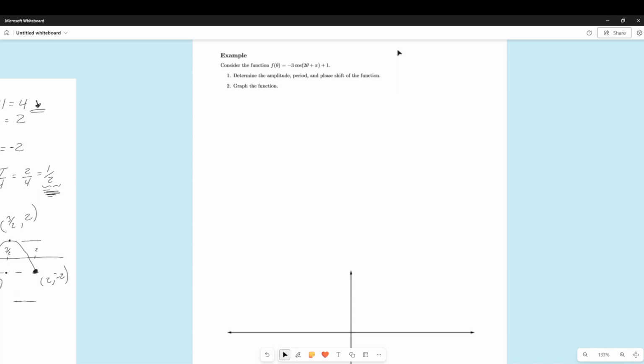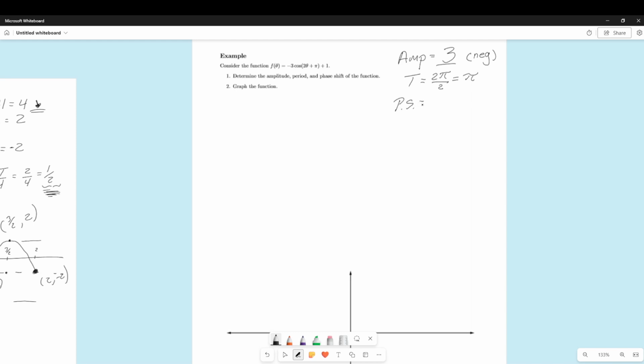So our amplitude is 3, but it does have a negative orientation. So the amplitude is just 3, but I like to remind myself about the negative orientation. Our period, our natural period for sine and cosine, 2 pi, divided by our compression factor, 2. So our period is going to be pi.